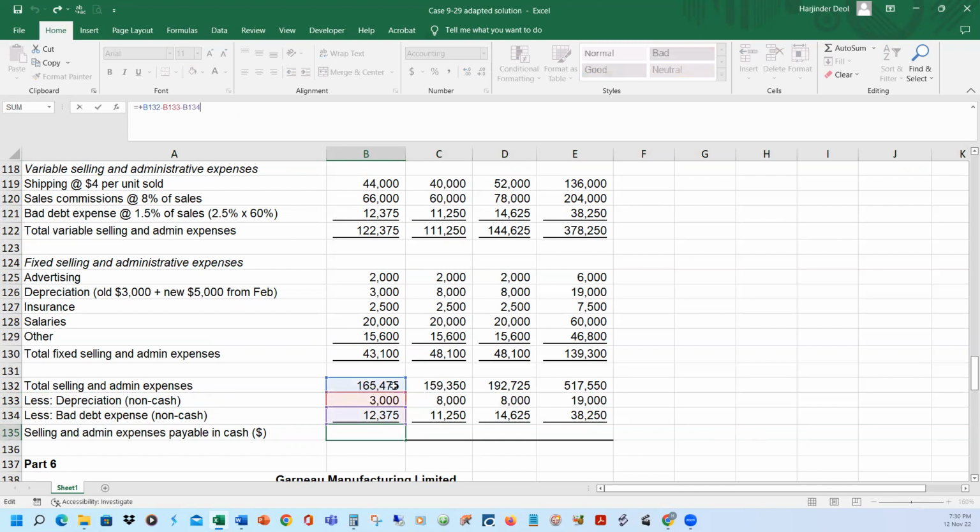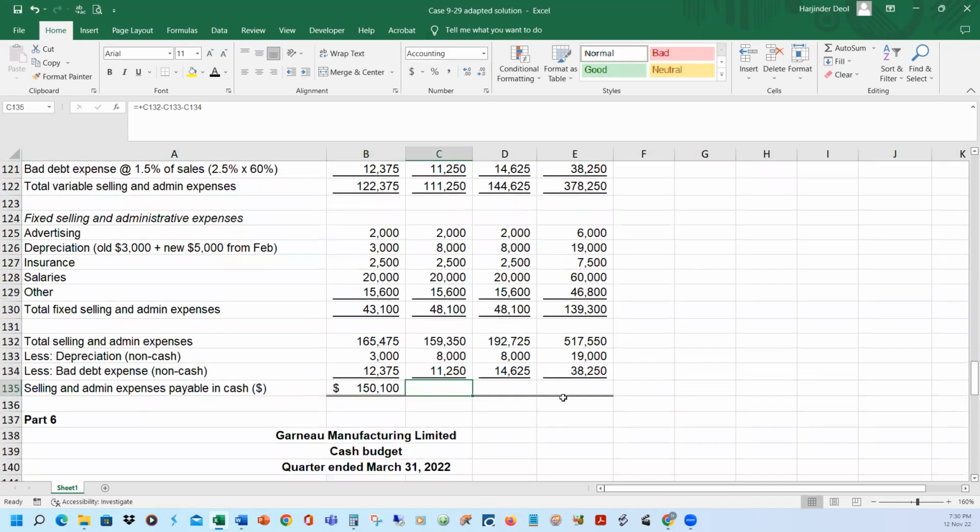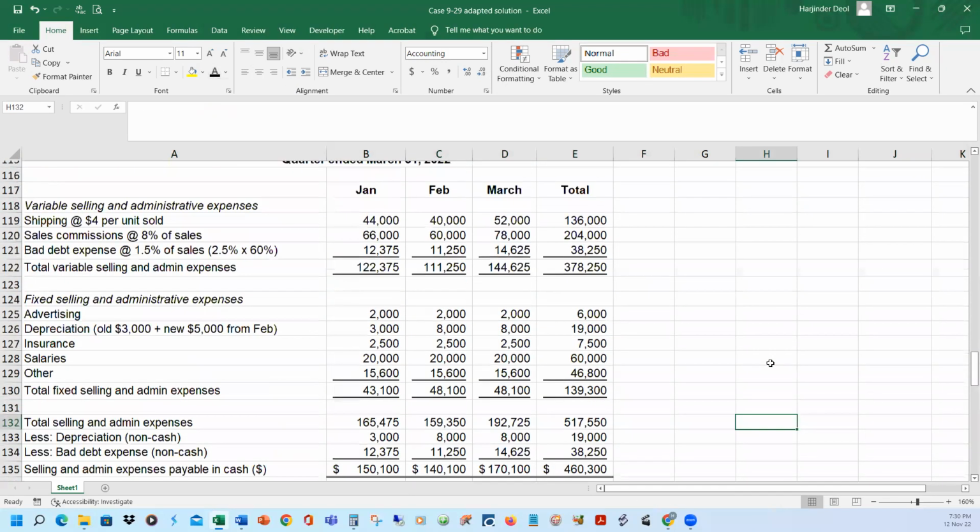Out of 165,475, subtract the depreciation and subtract the bad debt expense, and we get the selling and admin expense that will be paid for in cash, $150,100 for the month of January, and we can calculate the relevant amounts for the month of February and March.